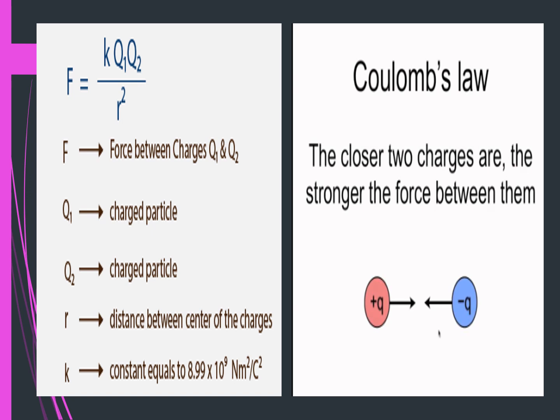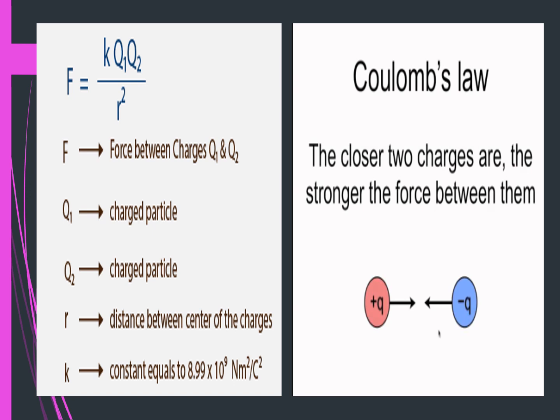Again, if R, the distance between the 2 point charges, is tripled, then the force will be decreased by 9 times. F is directly proportional to 1 by 3 square, that is, F will be decreased by 9 times.